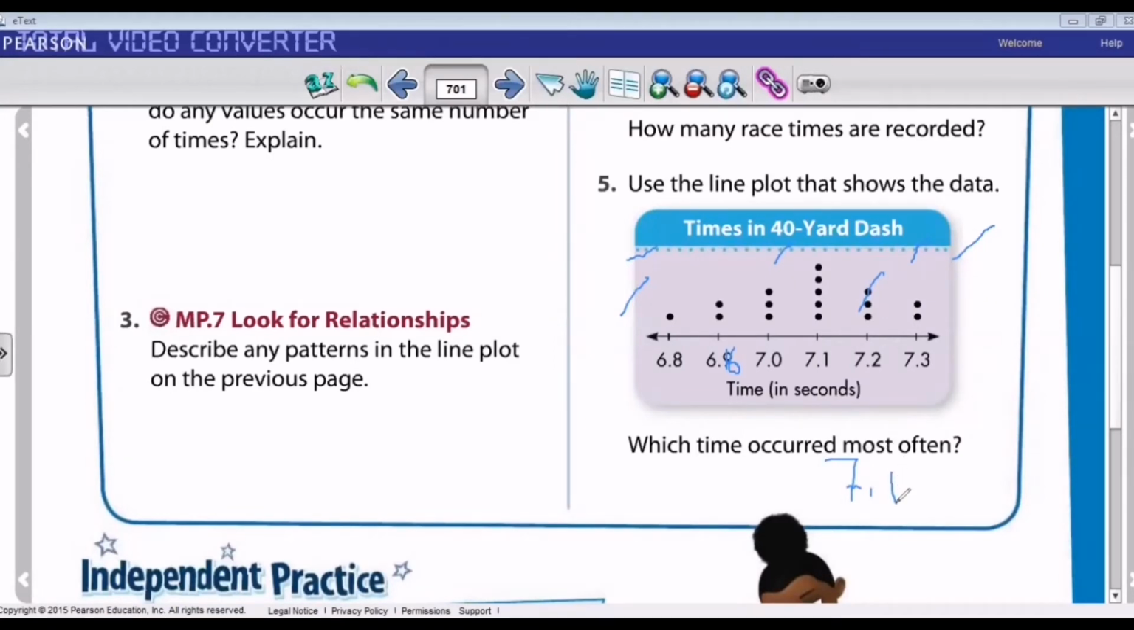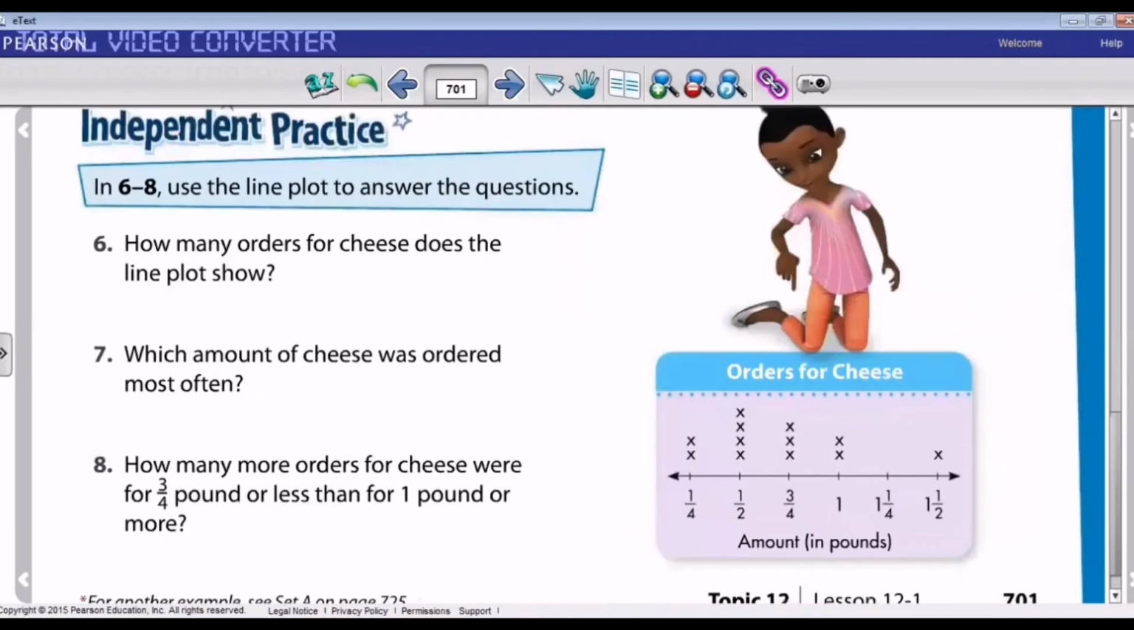Okay, so after that let's move on to question number 6 now. I have to read it. Question number 6: how many orders for cheese does the line plot show? Look here. Count the X's in the line plot that show the order for 3/4.